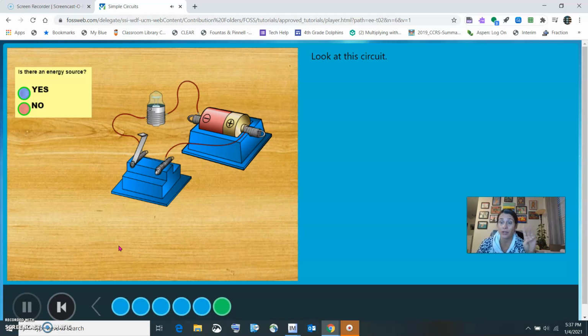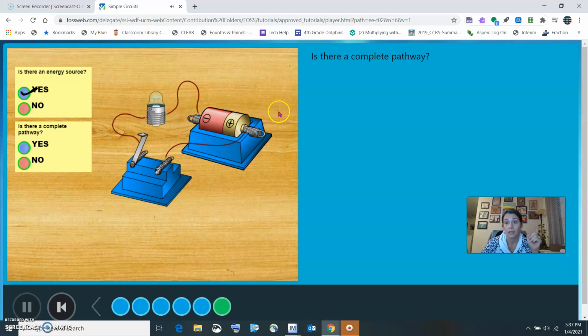Here's circuit number 3. Okay, first question: is there an energy source? Yes, it has a battery. Is there a complete pathway? Follow it along. It goes all the way touching, and if we close that, it makes a circle, doesn't it? So yes, there's a complete pathway.